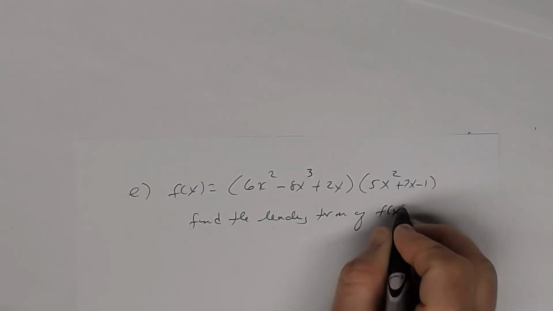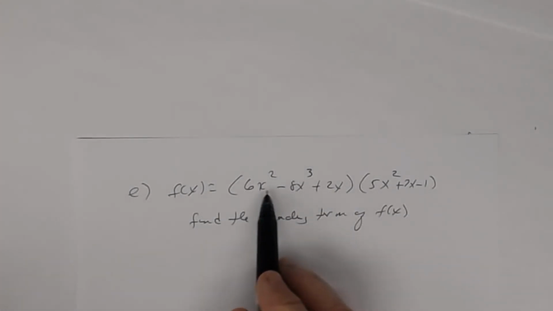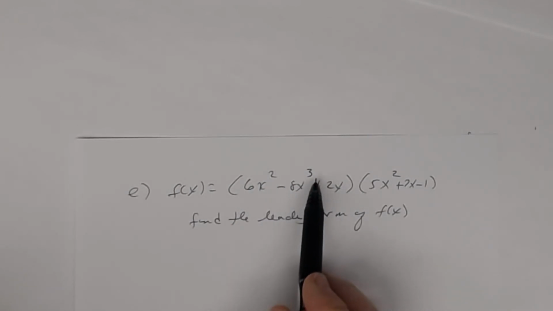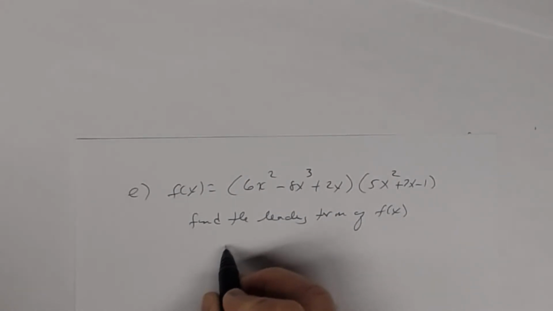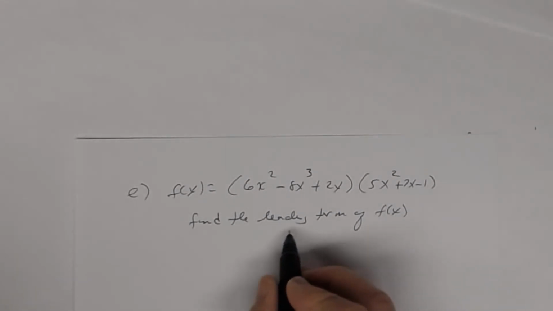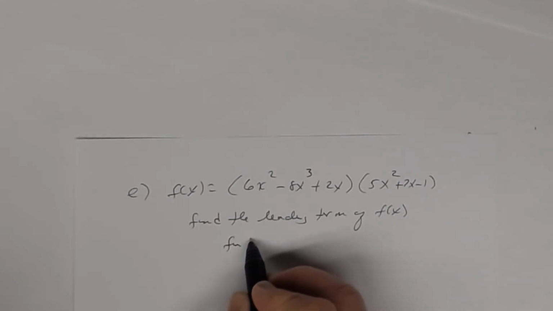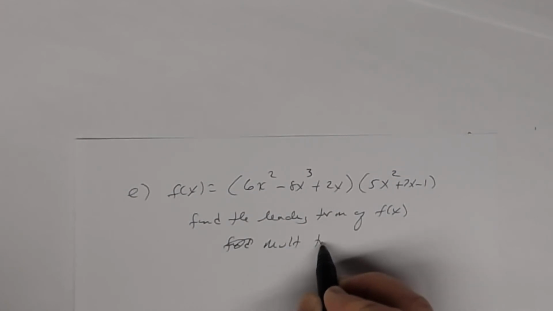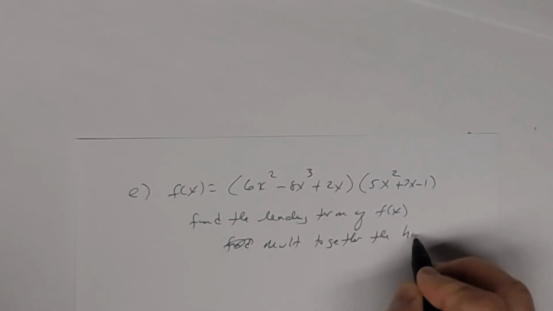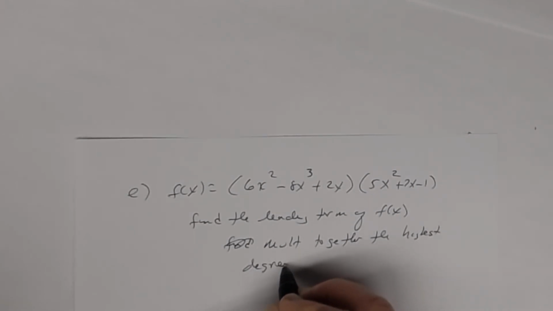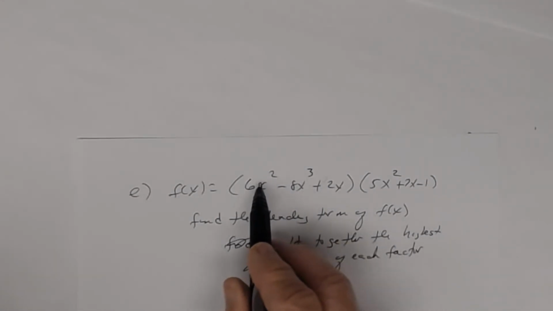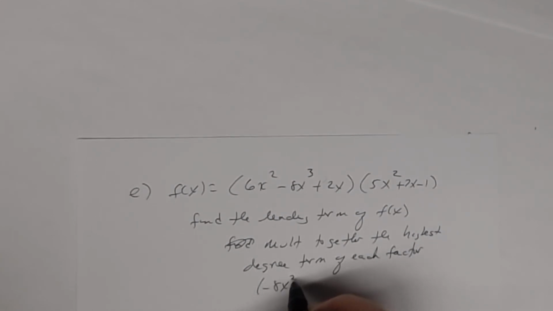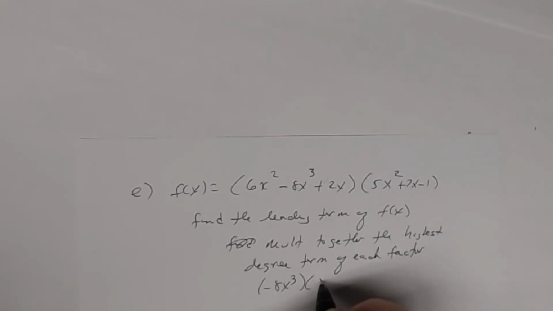So we're going to go ahead and find the leading term of f of x. To find the leading term of f of x, I look for the highest degree term of each factor. So notice this is not in descending order. So be careful. Don't say it's 2x. It's actually this term here, right? So it's a negative 8x cubed. So to find the leading term of f of x, multiply together the highest degree term of each factor. The highest degree term of this first factor is negative 8x cubed. And the highest degree term of this factor is a positive 5x squared.